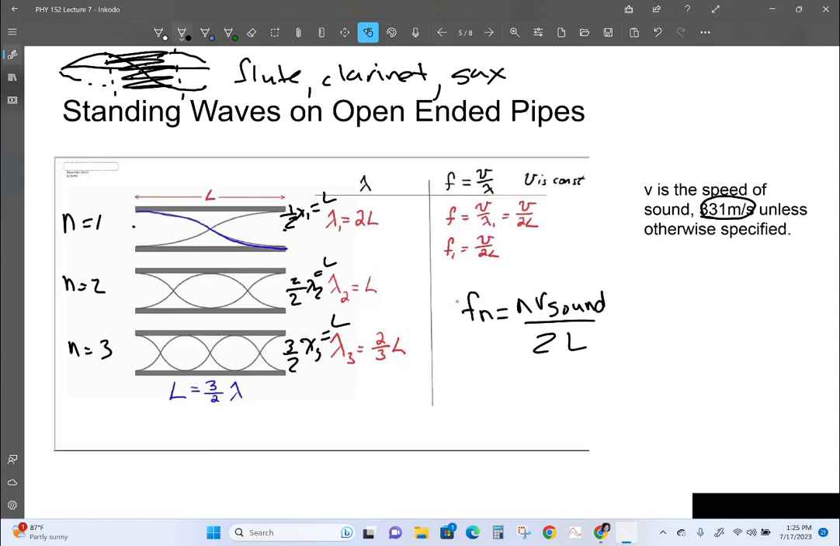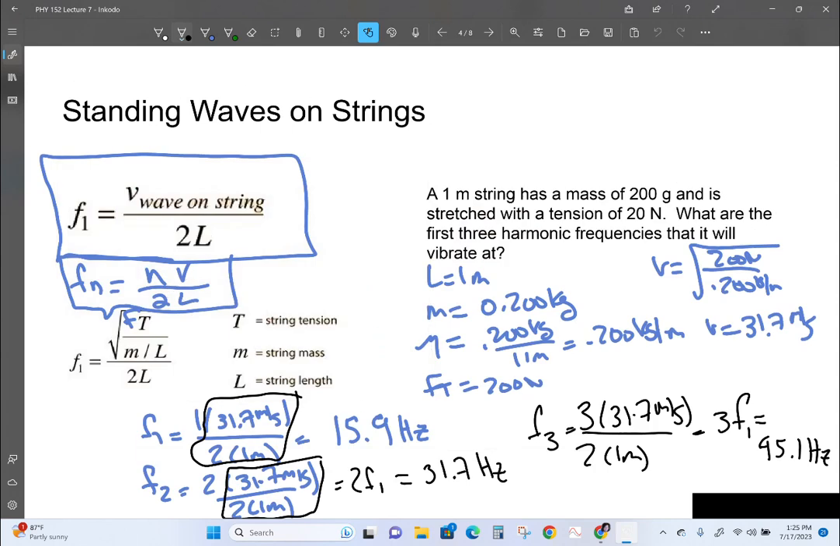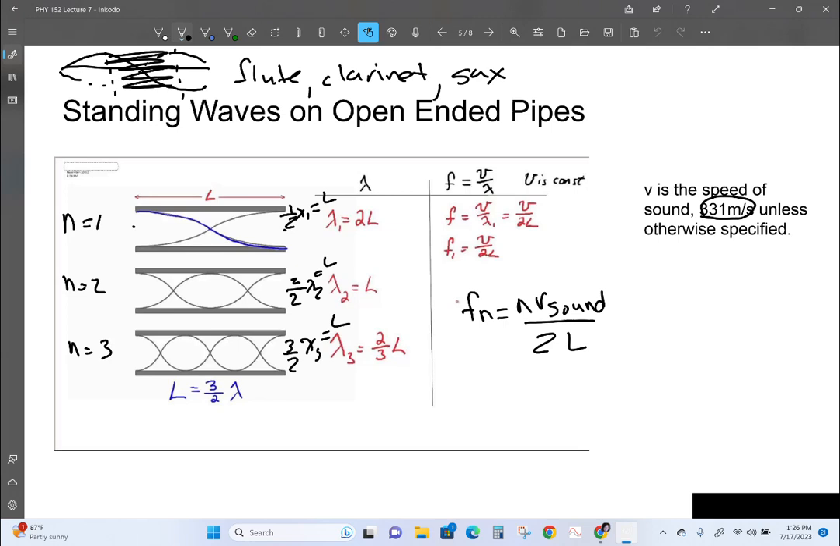So for a stringed instrument, you actually have to either be given the speed of the wave on the string, or you have to calculate it using tension, mass, and length. Or for a pipe that's open on both ends, you're just going to use 331 for the speed of sound unless something else is given to you.